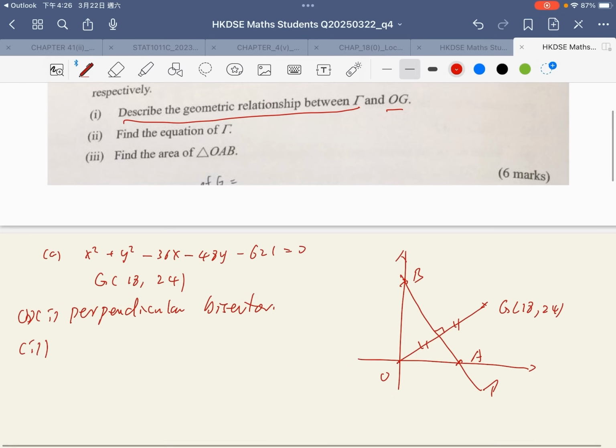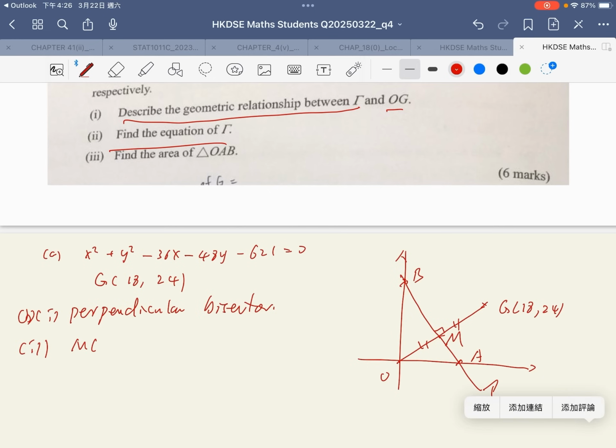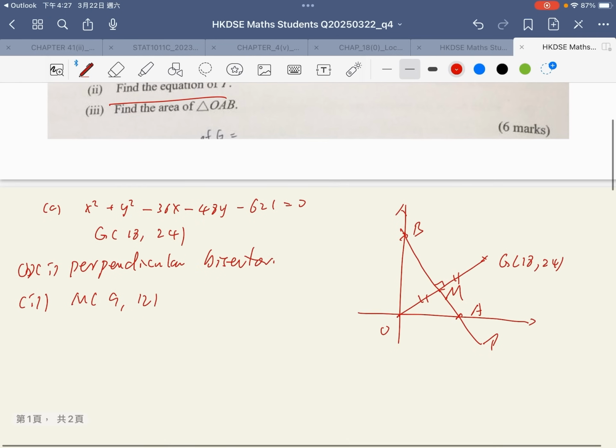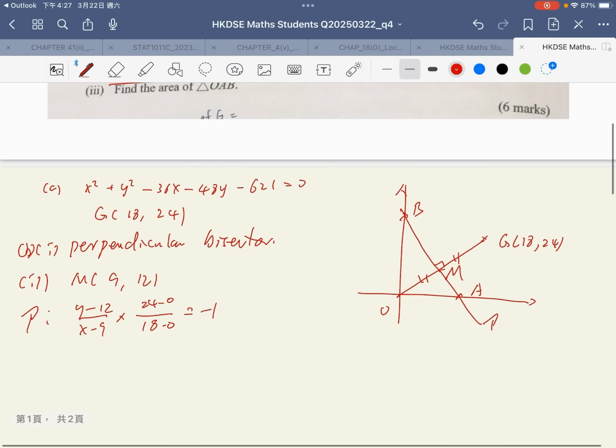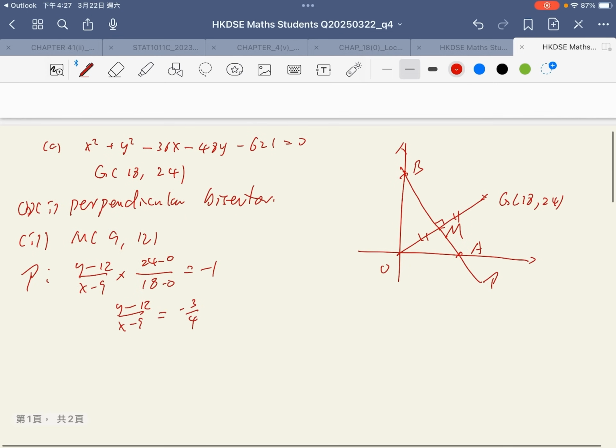Okay, and then find the equation of gamma. I choose the method of finding the midpoint. Then the midpoint here is (9, 12), and gamma should be equal to (y minus 12) over (x minus 9) times the slope of OG. The slope of OG is (24 minus 0) over (18 minus 0), which equals 4 over 3, so the slope of gamma is negative 3 over 4. I simplify this, and (y minus 12) over (x minus 9) equals negative 3 over 4.